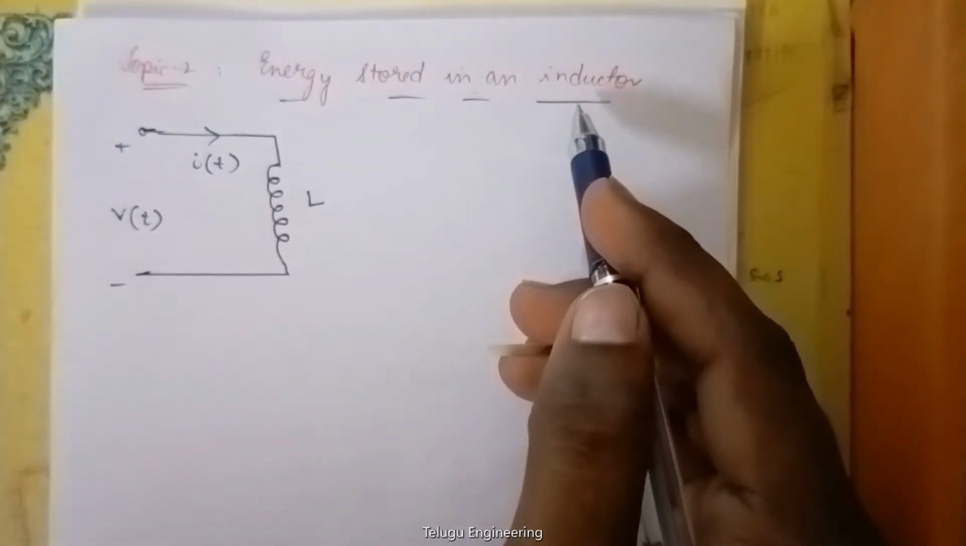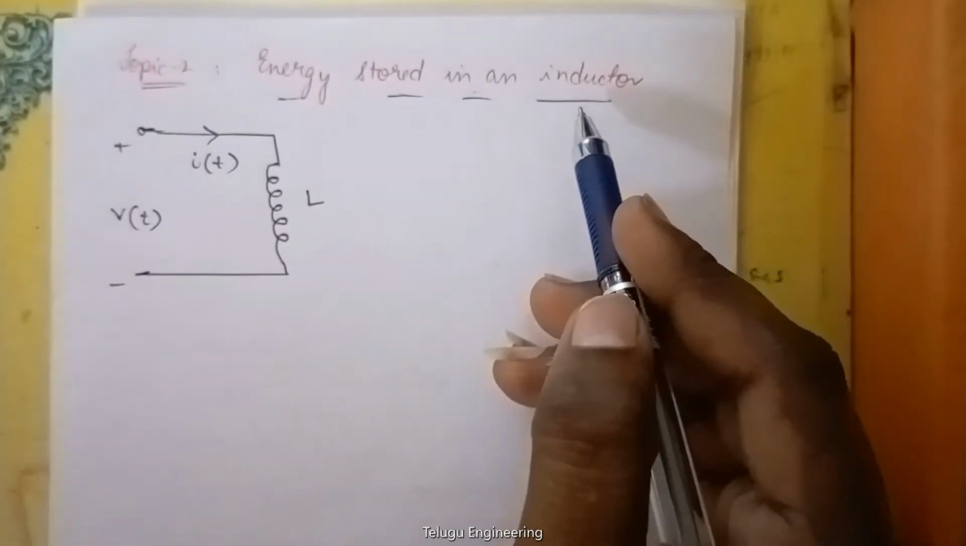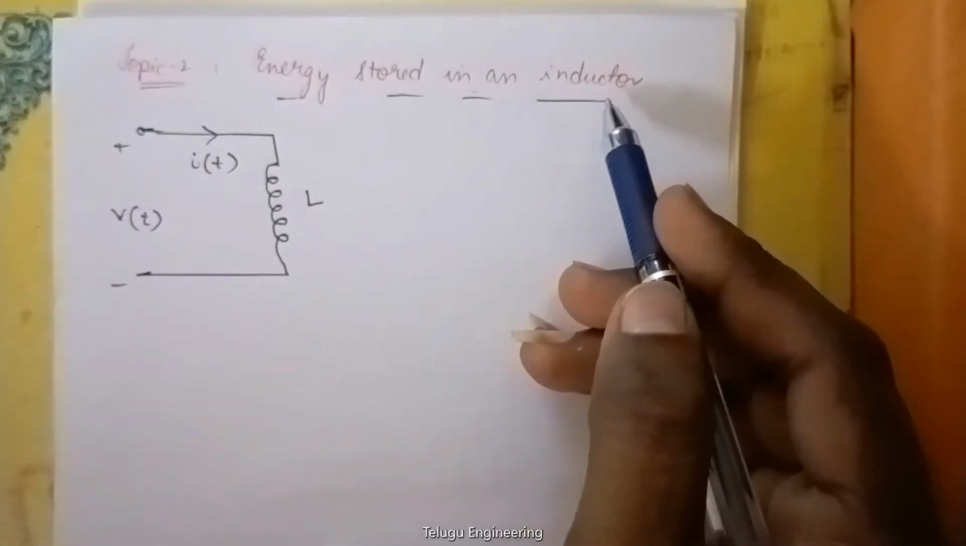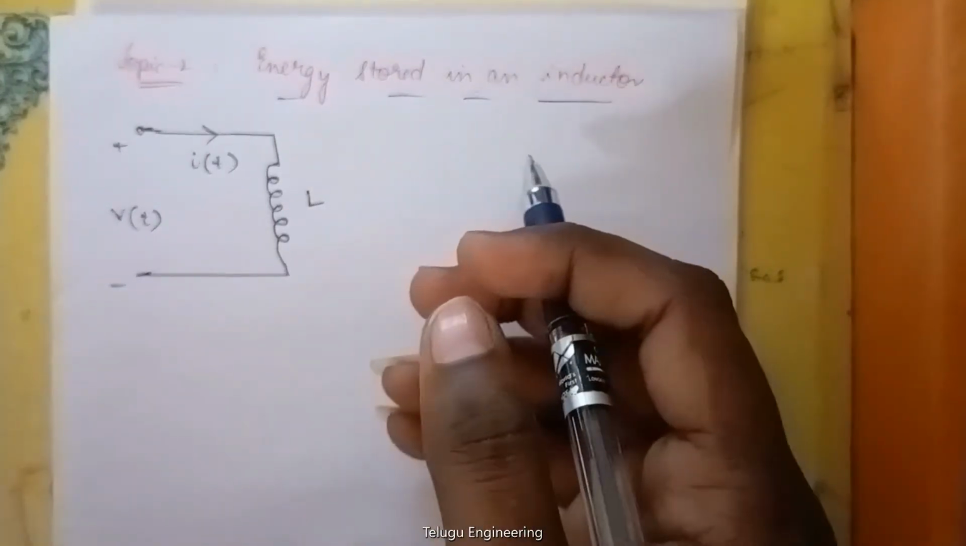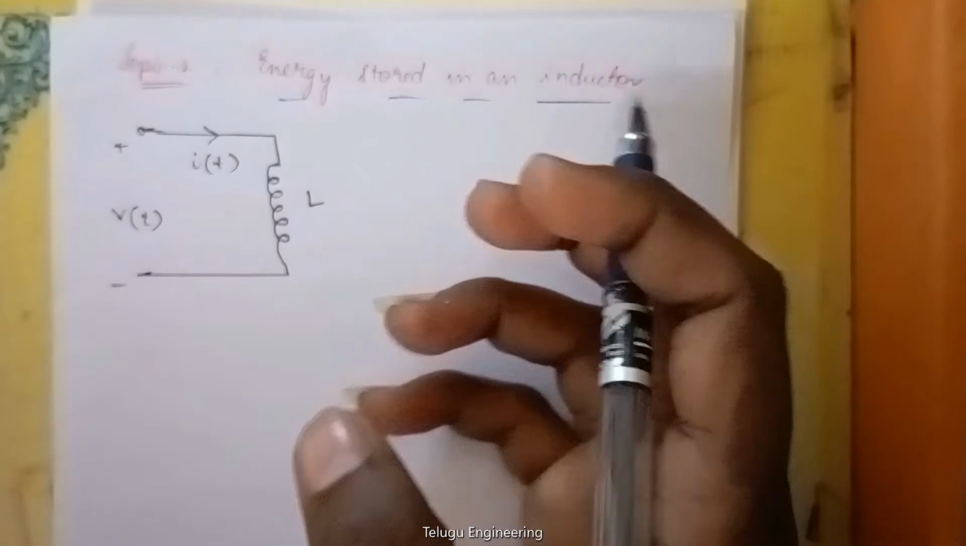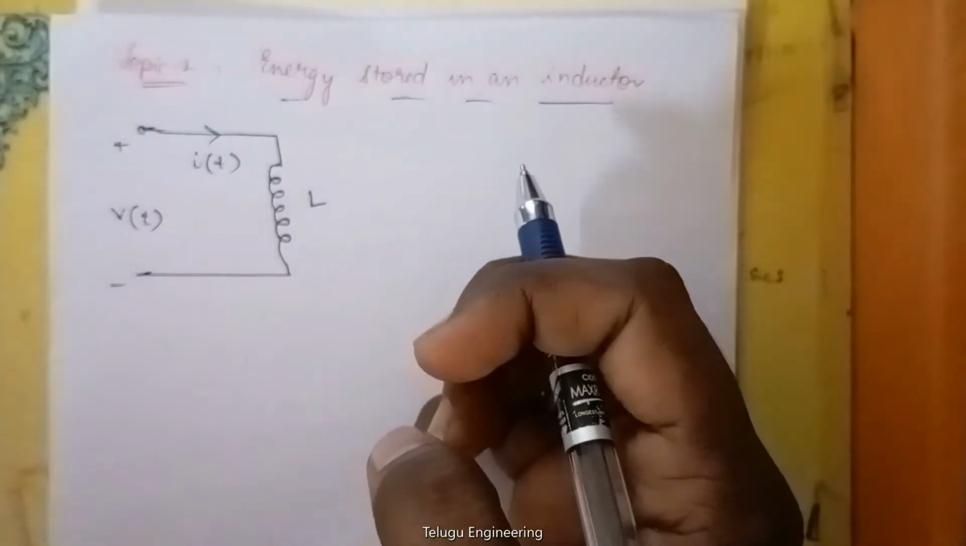It is an electronic device which stores the energy in a magnetic field when an electric current is passed through it. So when we pass an electric current through a device, the inductor stores that energy in the form of a magnetic field.